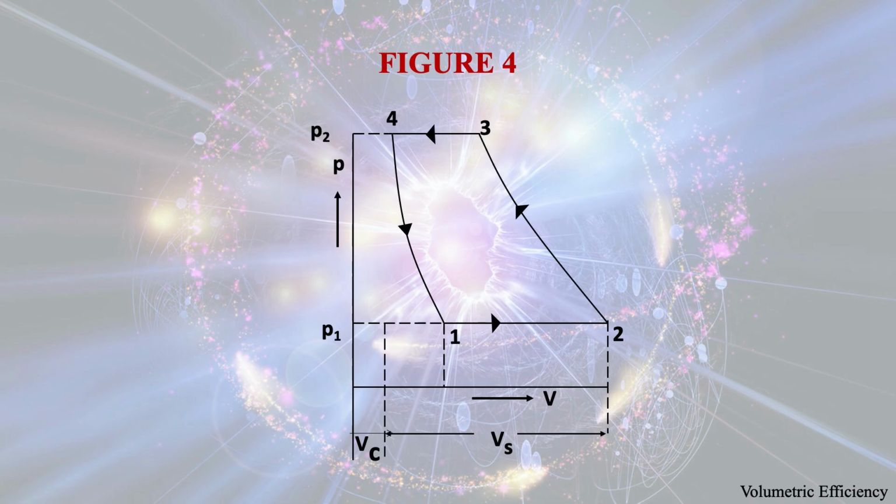Now Vs is given as the sweep volume, that means the piston is moving from the top dead center to the bottom dead center. So here Vs is known as the sweep volume and Vc is the clearance volume.